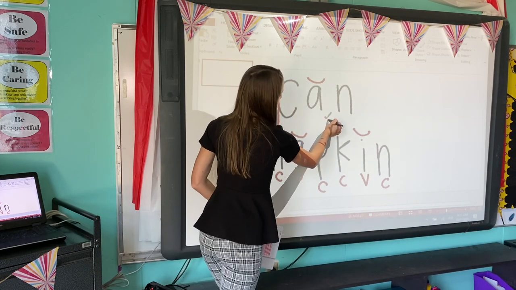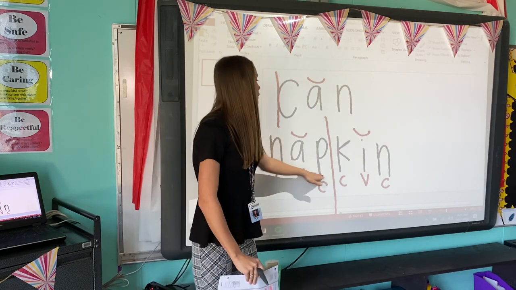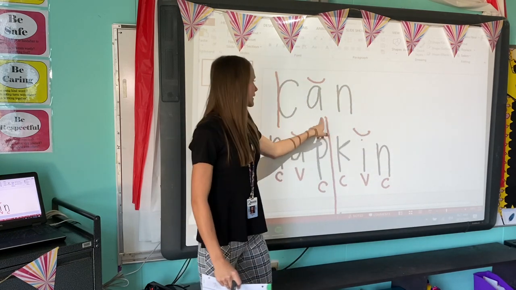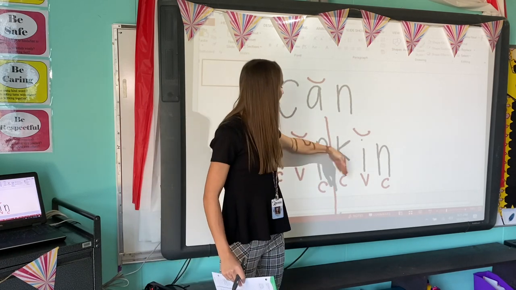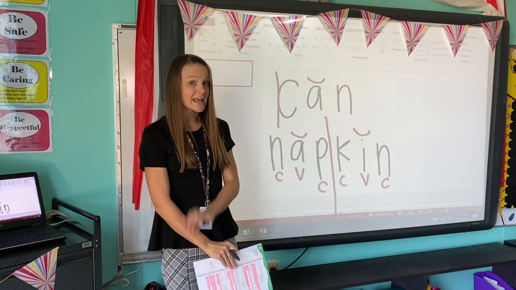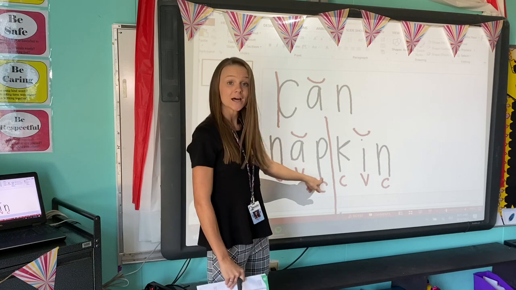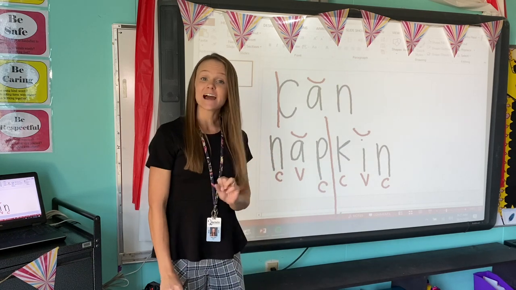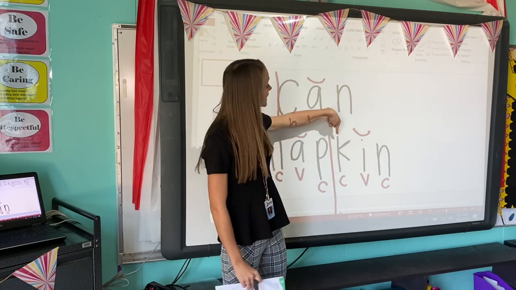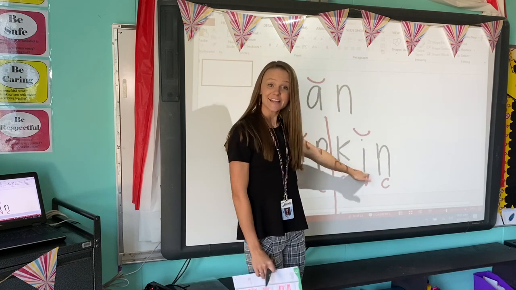We want to make sure that one half has a vowel and the other half has its own vowel. So I drew my line right between the CC in my VCCV word. Let's read the first part of this word and stop at our division line. Ready? Nap. Nap. Excellent. Now let's read the second part of this word starting after our division line. Ready? Kin. Nap. Kin. Napkin.